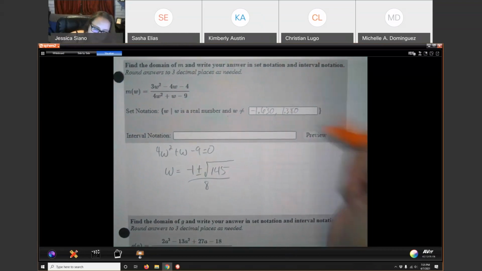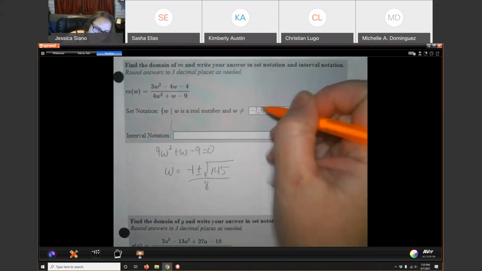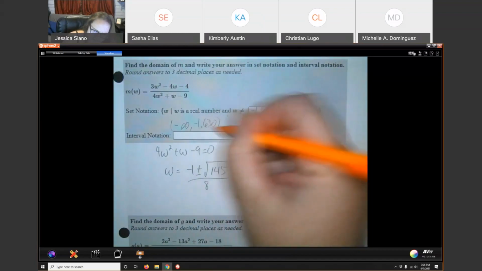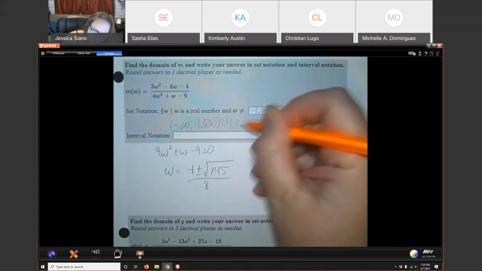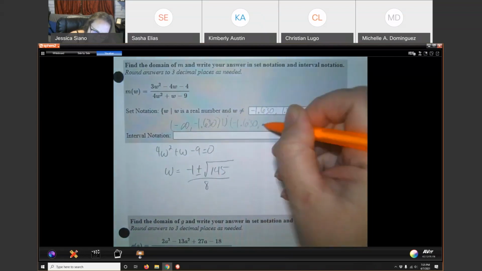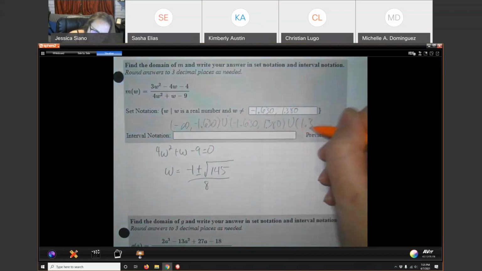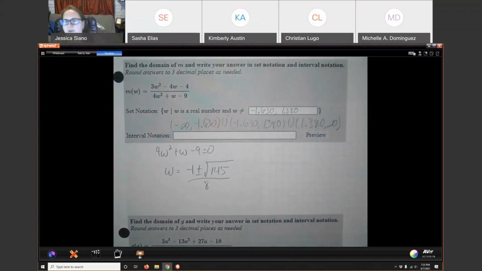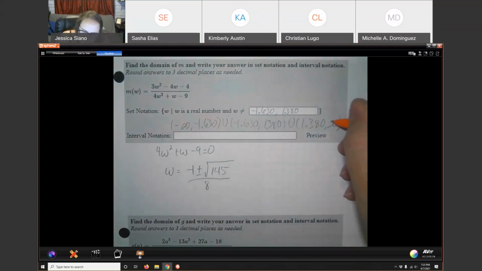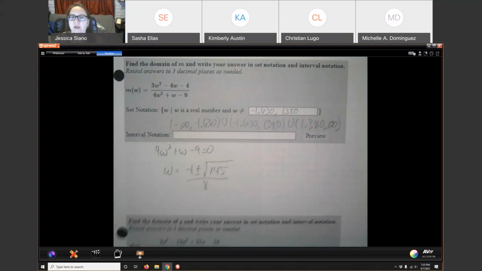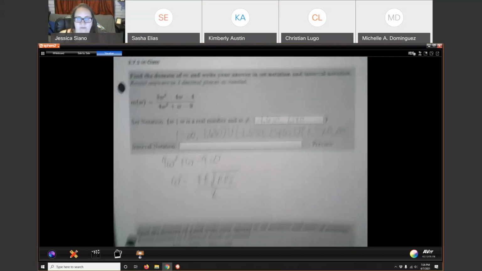And so then in interval notation, I would say all of the numbers to the left of negative 1.630, all of the numbers in between negative 1.630 and 1.380, and all of the numbers to the right of 1.380. And again, we've done examples just like that before. So this part of it shouldn't be new.